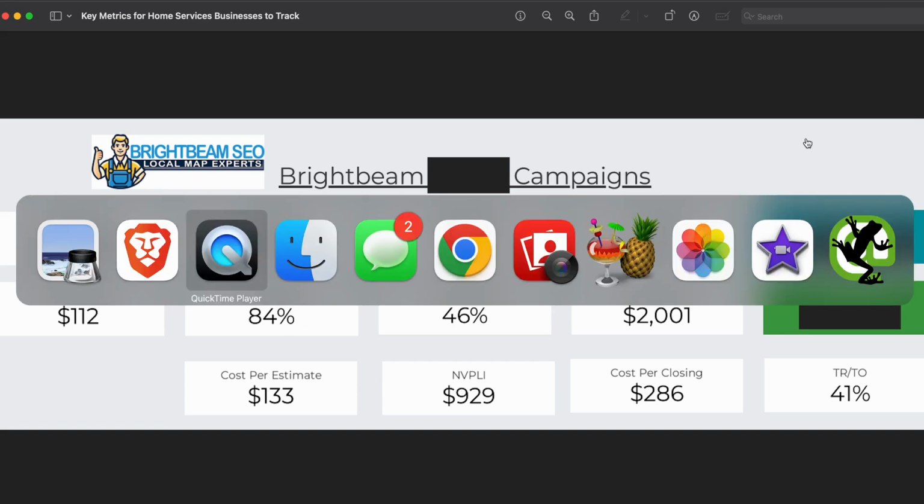Typically, I think 40, 50% is pretty good for closing rate. That's an ideal number to shoot for. Obviously, higher is better: 50%, 60%. Anything below 40, below 30, now you've got a problem. So this closing rate is how you judge your sales team. Out of every estimate they go to, how many sales are they getting? That's your closing rate.